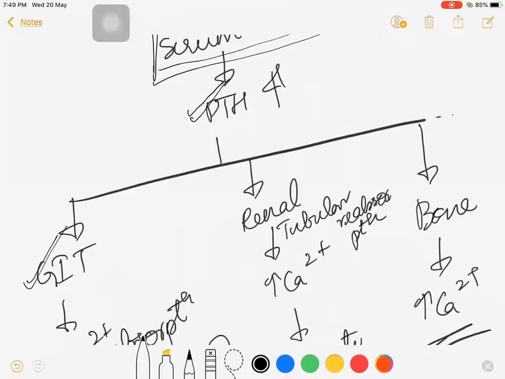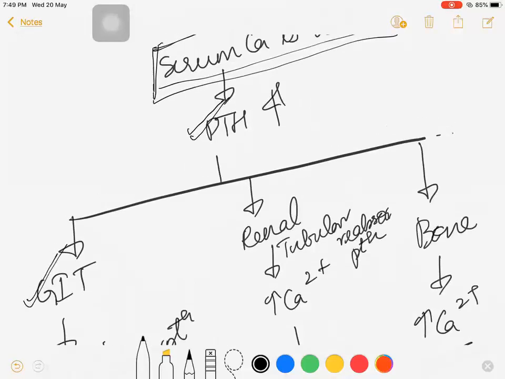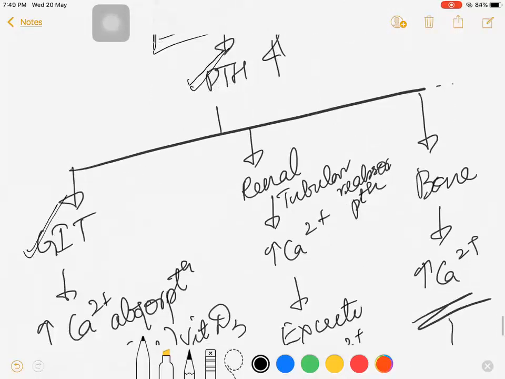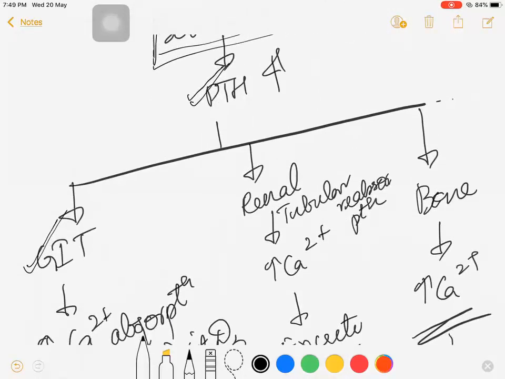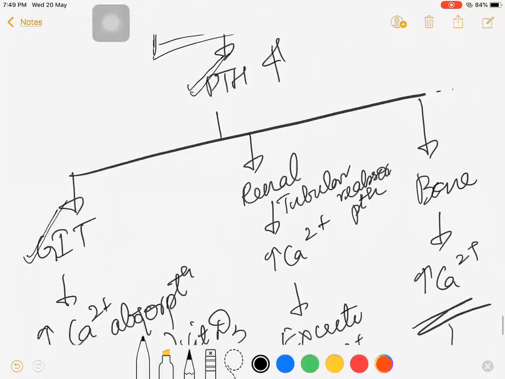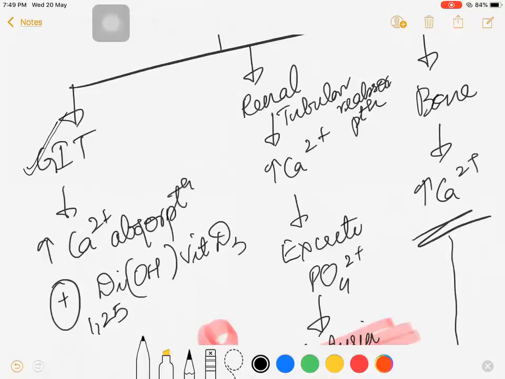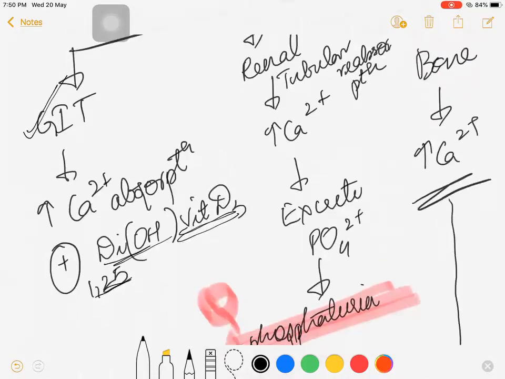So what does it do? First, it goes to the GIT. It tells the GIT, please reabsorb the calcium, you're wasting a lot of calcium and your blood is not having enough calcium. The GIT puts up an ultimatum to parathormone: I'll help you absorb calcium, but you also get this 1,25 dihydroxy vitamin D, calcitriol. Only when you get calcitriol will I help you absorb calcium. So that is one way in which GI absorption is increased.